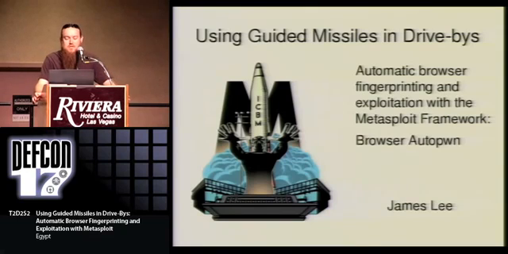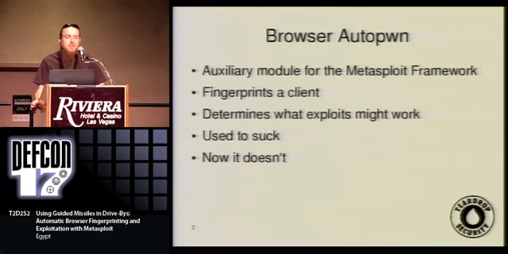All right, so I'm going to be talking about drive-bys, automatic browser fingerprinting, and exploitation with the Metasploit framework. The tool itself is called Browser Autopwn, and it's an auxiliary module for the Metasploit framework. There are exploit modules that everybody, I'm sure, is familiar with, and also auxiliary modules, and that's what Browser Autopwn is. The first thing it does is it fingerprints a client to try to determine what exploits might work.